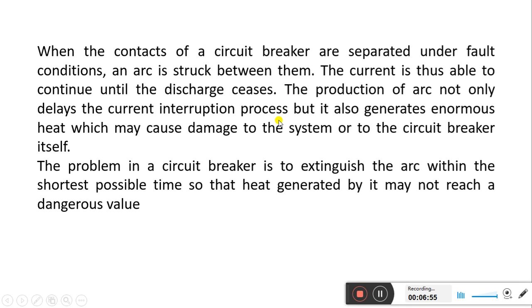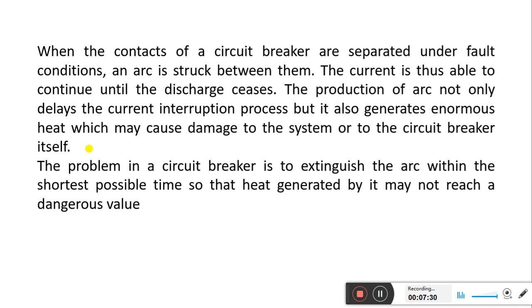Since circuit breaker contacts are carrying a very large current, once these contacts try to open, then in the space provided between the contacts, there will be development of the arc. So the current is thus able to continue until the discharge ceases. Thus the production of arc not only delays the current interruption process, but it also generates enormous heat which may cause damage to the system or the circuit breaker itself.